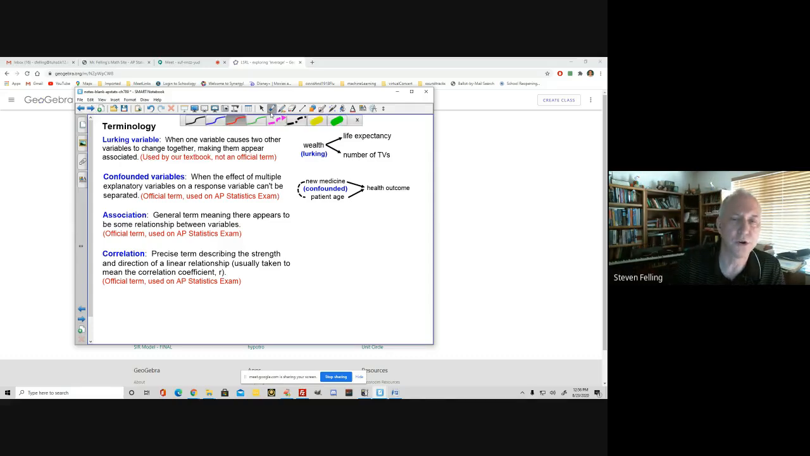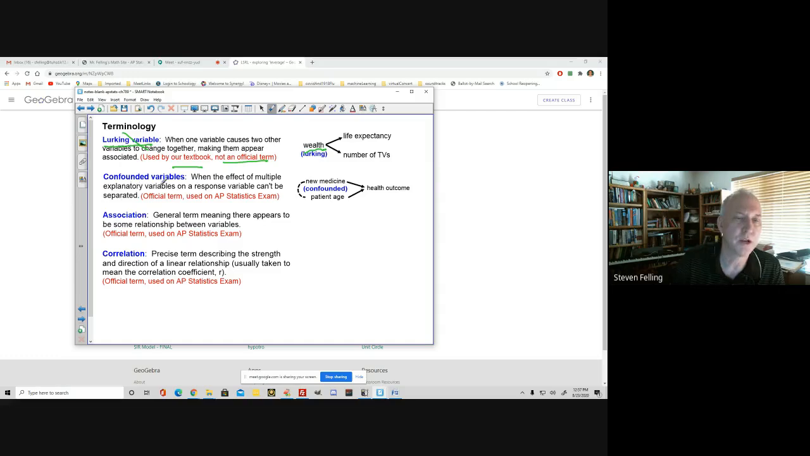So one term that you may see is lurking variable. That is like this wealth variable. So if there's something in the back that's causing two variables to move together, that third variable, the hidden variable, is called a lurking variable. Our textbook uses it. It might appear here and there in the notes and problems, but that's actually not an official term. So for the most part, we won't use it very much.